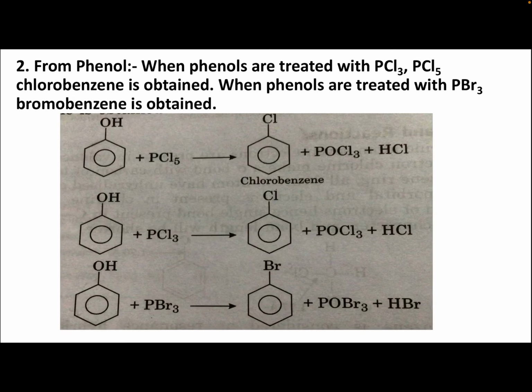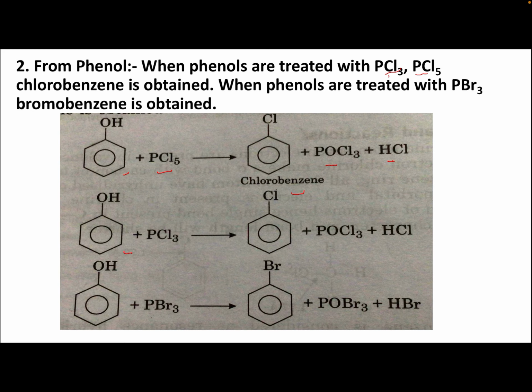The next preparation is from phenol. When phenols are treated with PCl3 or PCl5, chlorobenzene is obtained. When phenols are treated with PBr3, bromobenzene is obtained. This is phenol, the OH group on the benzene ring. When treated with PCl5, phosphorus pentachloride, you get chlorobenzene, phosphorus oxychloride, and HCl.